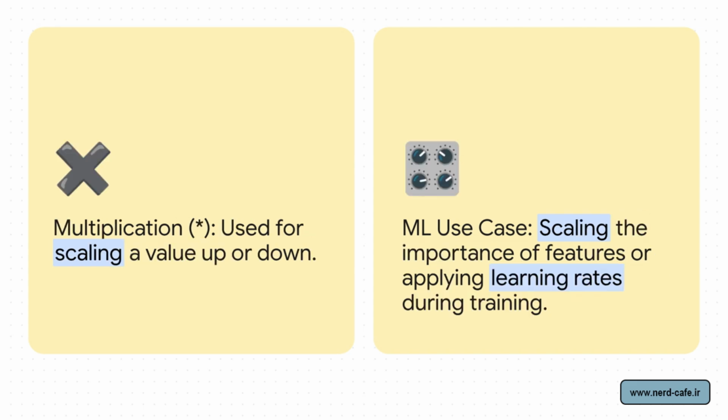Think of multiplication as the model's volume knob. It lets the AI turn the importance of some data way up and other data way down. It's also how we control the size of the steps the model takes when it's learning. That's the learning rate. Multiplication makes sure it's not learning too fast or too slow.